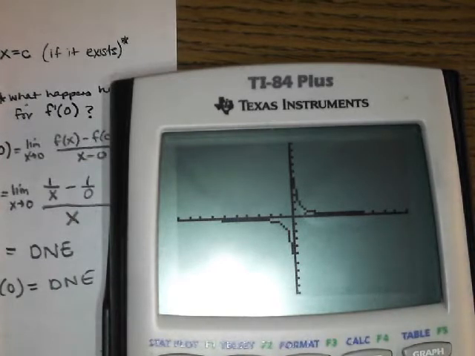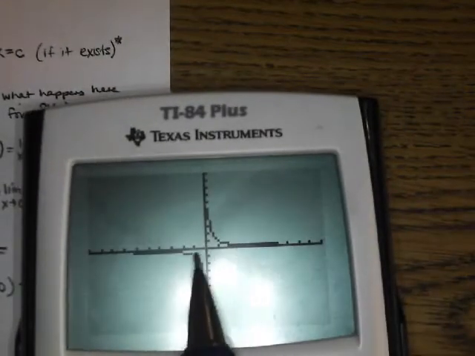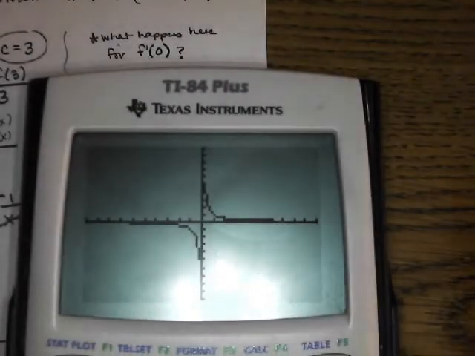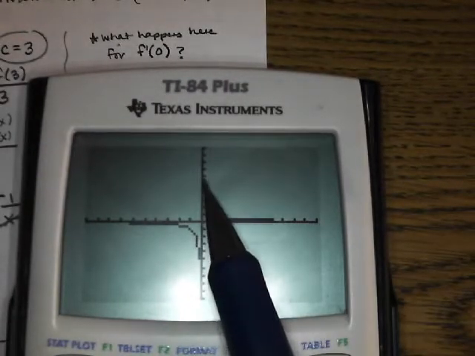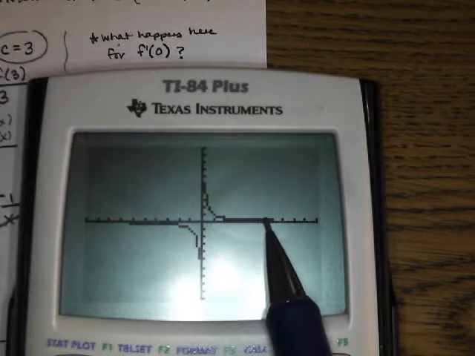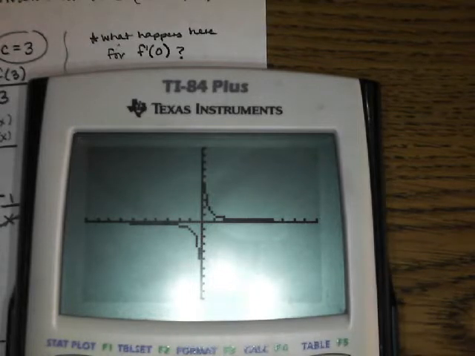Okay? And just for the sake of looking a little more closely at it, we said that our slope at 3 was negative 1/9. And sure enough, if you look over here at 3, we can all agree this is a negative slope. Yes? Still technically decreasing slightly forever. But again, it's slight, so that's why it's 1/9. Okay?